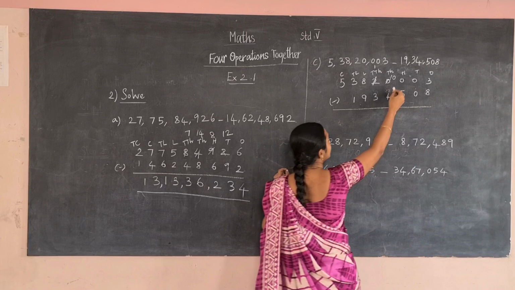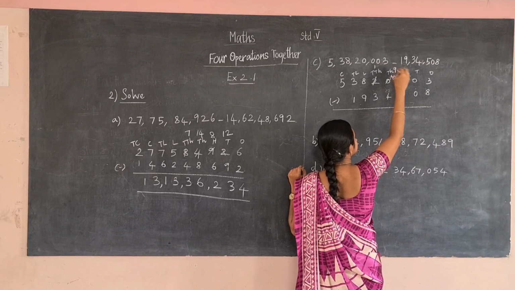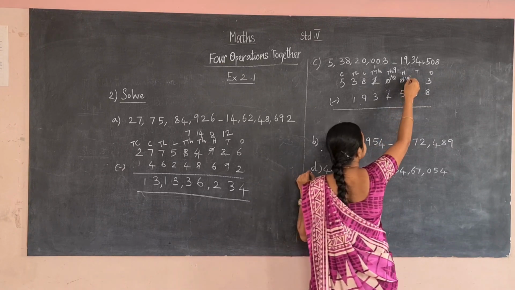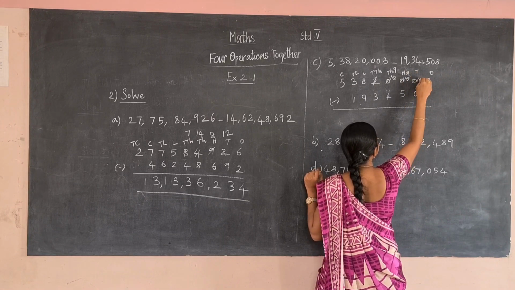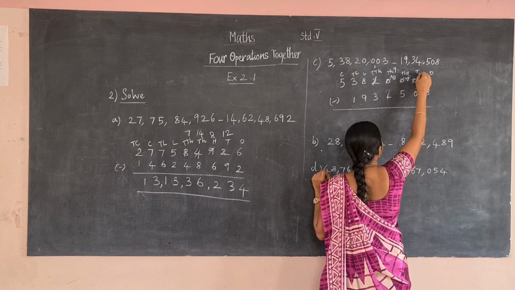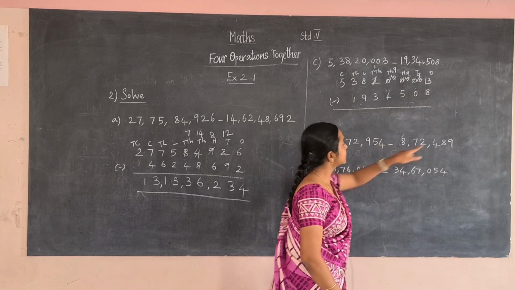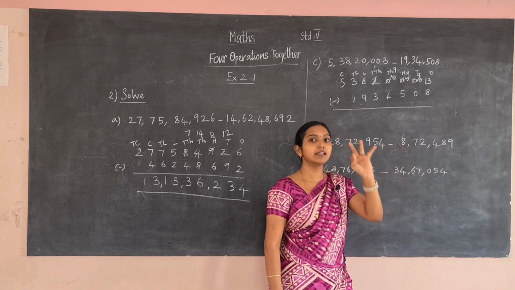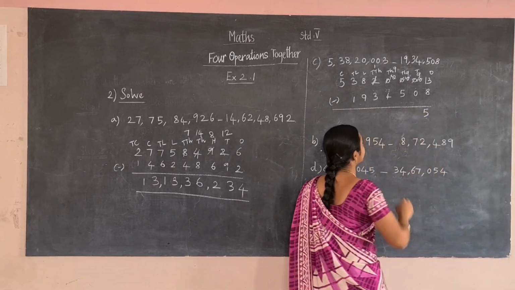Now borrow 1 from 10. So 10 will be changed as 9 and 0 will be changed as 10. Again borrow 1 from 10. So 10 will be changed as 9 and 0 will be changed as 10. Again borrow 1 from 10. So 9. Here we have 13. After 8 count until you reach 13. So 9, 10, 11, 12 and 13. So the answer is 5.